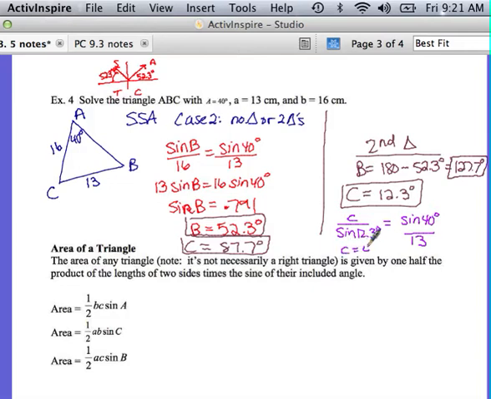And I'm getting C is 4.3 centimeters over here. Coming back here, side C in the first triangle over the sine of 87.7 degrees equals 13 over sine 40 degrees. You cross multiply and divide. And I'm getting C is 20.2 centimeters.